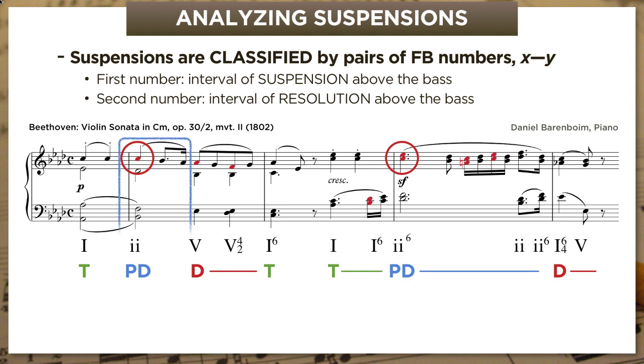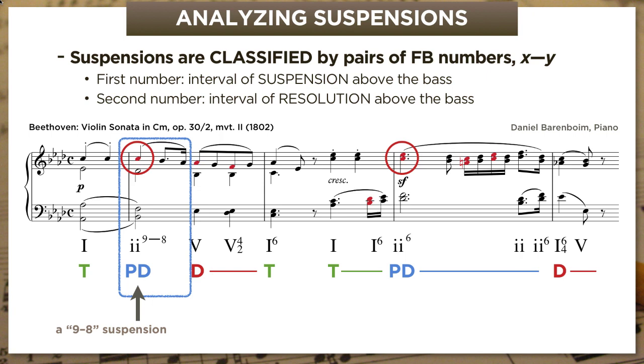So the first suspension is a C over a B flat minor triad, the 2 chord. And as we might expect, it resolves downward by step into the chord root B flat. So to show that with the figured bass, we'd simply put a 9 under the C because it's a ninth above the bass, and then an 8 under the B flat for the resolution. And that's exactly how we'd classify this. It belongs to a family known as 9/8 suspensions.